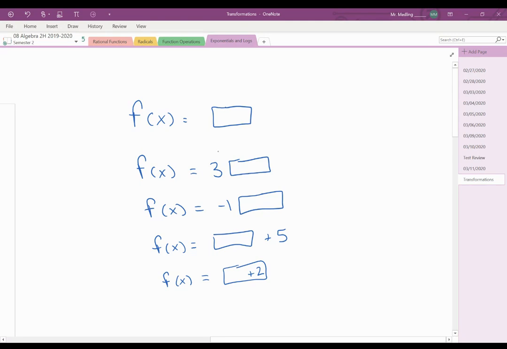If I put something out front to multiply by, that's going to give me a vertical stretch or shrink. It's a stretch when it's greater than 1. It is a shrink when it's between 0 and 1. All right, so this is going to be our vertical stretch or shrink.